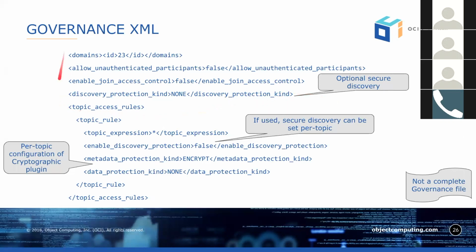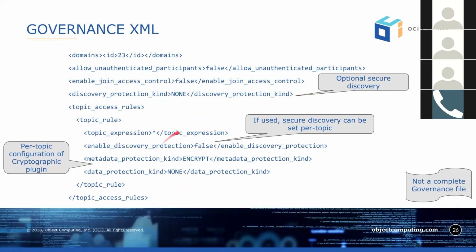Below the general domain settings are the per topic settings, so topic access rules. Each topic rule can have an expression. Here in this simple example, it's just star, right? The wildcard for any topic. And the simple demo we just saw only has one topic, so we didn't do any other topic by topic configuration in it.